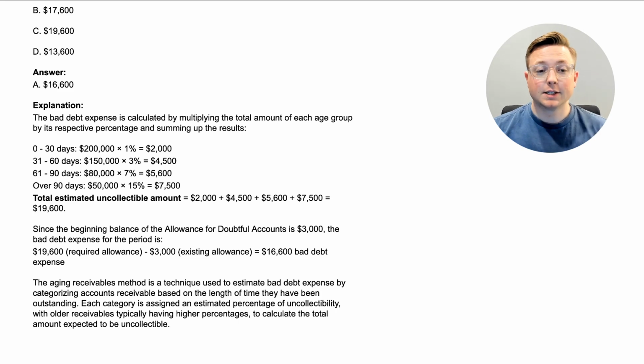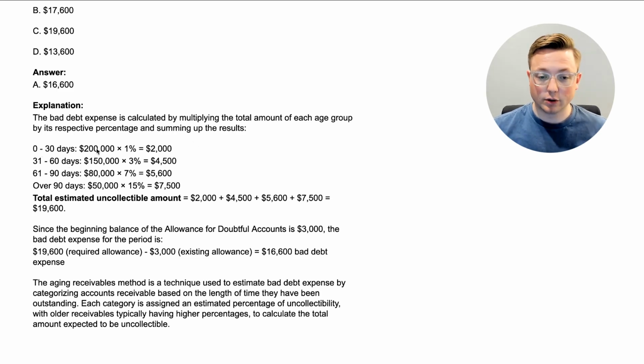All right, here we are. The answer is A, $16,600. So that is the amount of bad debt expense that we have to record. Now, what does that even mean? Let's walk through this to kind of understand what's going on. So the bad debt expense is calculated by multiplying the total amount of each age group by its respective percentage and summing up the results. So that's how we start.